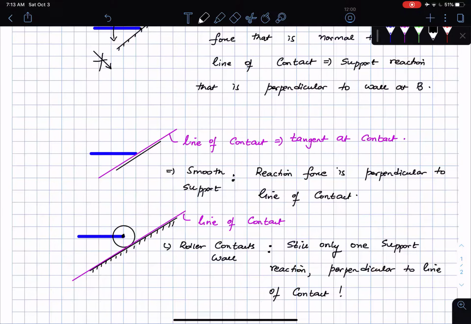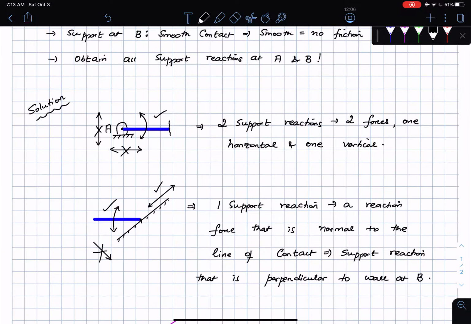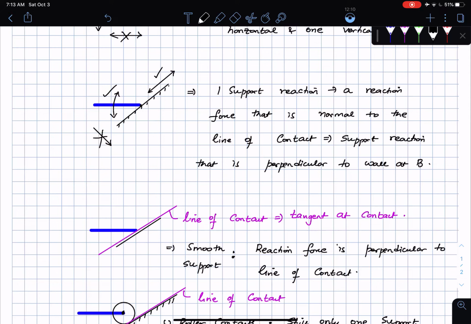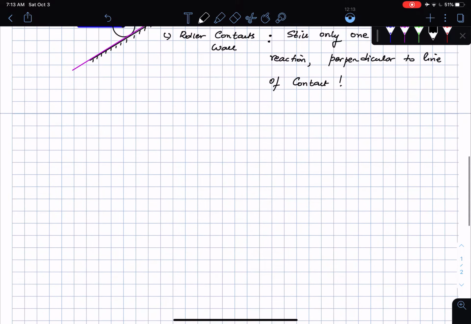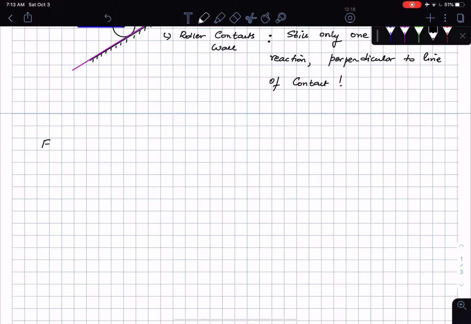All right, so what we have now is that we have a pin at the point A, so I have two support reactions. I have a smooth contact. Because it's a smooth contact, there is no friction. I have one support reaction at the end B. So now I'm ready to draw the free body diagram. Let us draw the free body diagram of the bar AB.